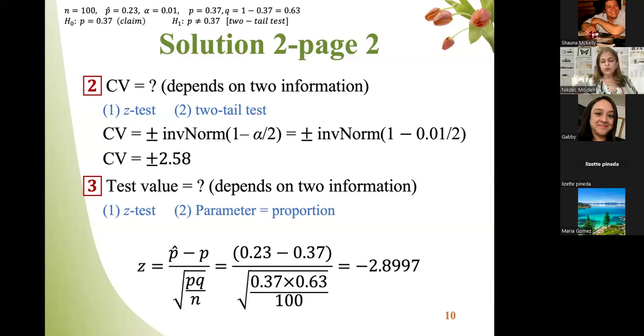Don't forget to put your numerator inside parentheses. For the denominator, the fraction has to go under the radical sign. So I end up with negative 2.8997 as my test value. You see that the procedure is the same as the last two sections, 8.2 and 8.3.